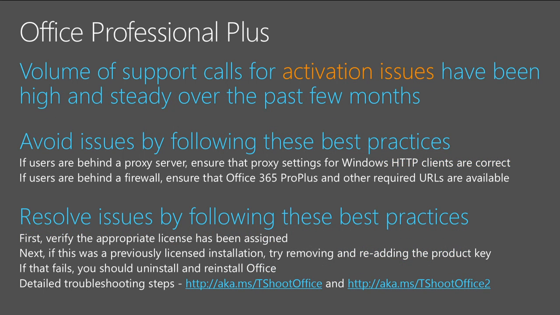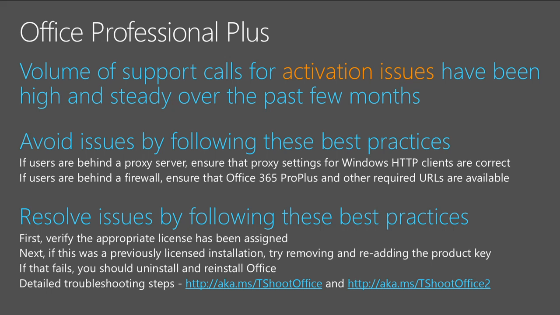Office Pro Plus. It's another one where activation issues are the large generator of calls. And they've actually been fairly high and steady over the past few months. I went back 6 months on this one just to see what the trend would look like. And from about, I'd say, late November till even as recent as last week, we were getting a lot of calls on these things. So again, how do you avoid the activation issues?